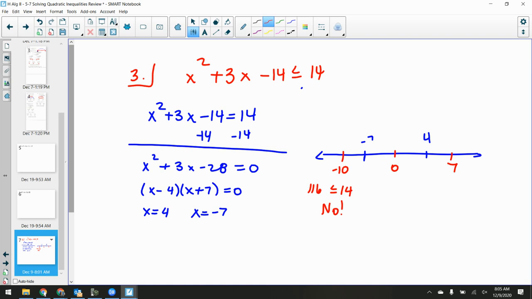So I can already tell, as long as I've done my problem correctly, as long as I've found the correct zeros, this should probably be a no, yes, no. This is a good check for yourself. If this comes out to be like a no, no, yes, you did something wrong. You found the zeros incorrectly, or you plugged it in wrong. So if I plug in 0, I'm going to get just my y-intercept here, right? Negative 14 is less than or equal to 14. Is that a true statement? Yes.